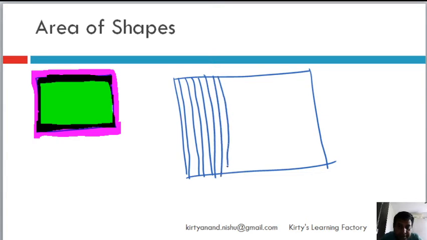Let's say that this is a square and I am dividing it into very small strips. This breadth that you see here, let me change the color to show you properly. This small strip has this breadth, this small strip has this breadth, all these small strips have these small breadths, right?